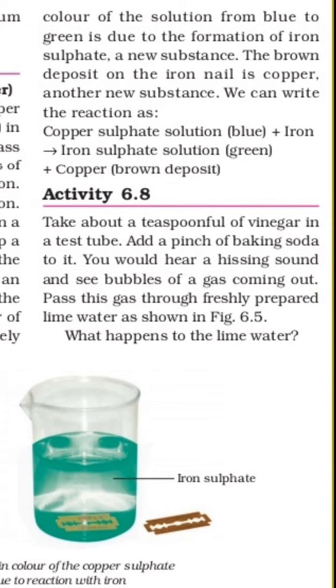Here also two new substances will be formed. In this reaction two substances will be formed. Two substances we are using, copper sulfate solution and iron, and after that iron sulfate solution and copper, these two new substances will be formed.